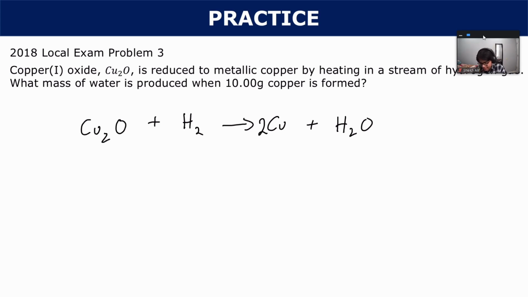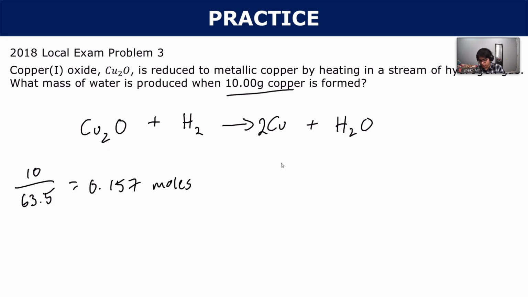We know that we're gonna produce 10 grams of copper. So how many moles is 10 grams of copper? Well, 10 grams divided by the molar mass of copper. The molar mass of copper is 63.5. So we are going to have 10 divided by 63.5, which is about 0.157 moles of copper, of solid copper.